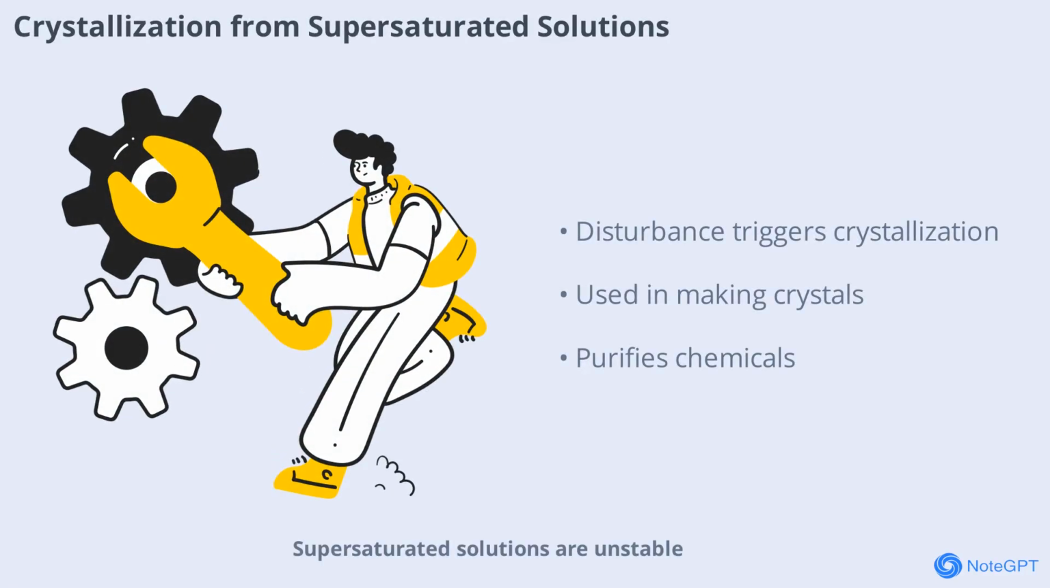Supersaturated solutions are unstable, and any disturbance can cause the excess solute to crystallize out. This process is called crystallization. It's used in making rock candy and purifying chemicals. By carefully controlling temperature and concentration, chemists can grow large, pure crystals for use in industry and research.